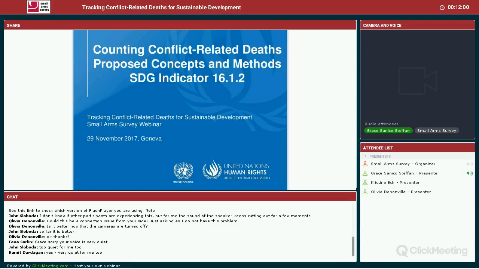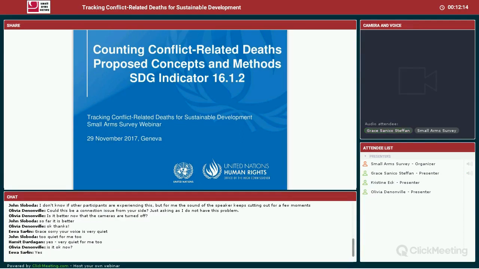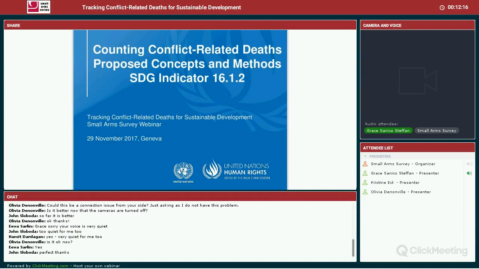So we began the work for this indicator with a work plan that was supported by the prior working group and the IAG-SDG, which highlighted that the approach to be taken in the development of the methodology should be based on international humanitarian law and human rights law, should not overlap with SDG Indicator 16.1.1 on intentional homicide, and should be based on existing practices.